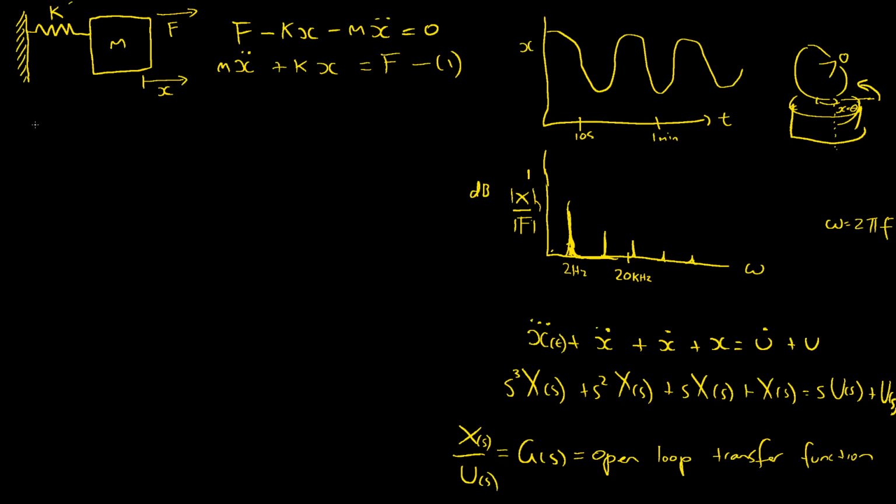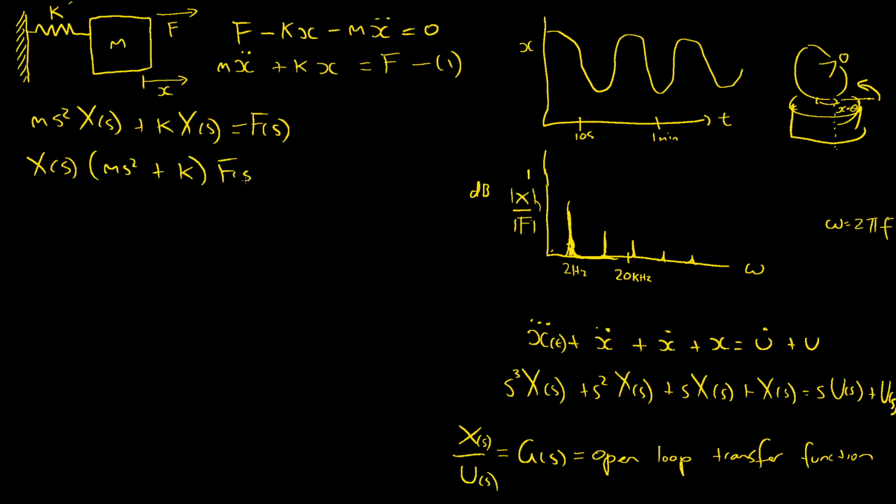So we have our mass times s squared, big X of s, so x in the Laplace domain rather than the time domain, plus k of big X of s is equal to big F of s, where this f was in the time domain, because this whole equation is. We have an equivalent of equation 1 in the Laplace domain. So we can rearrange it a little bit more. And so we have x of s times (m s squared plus k) is equal to f of s.